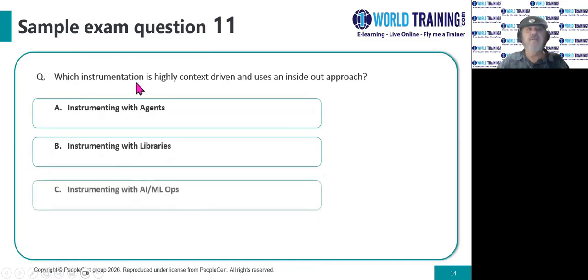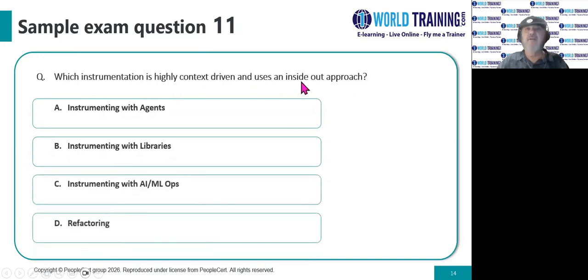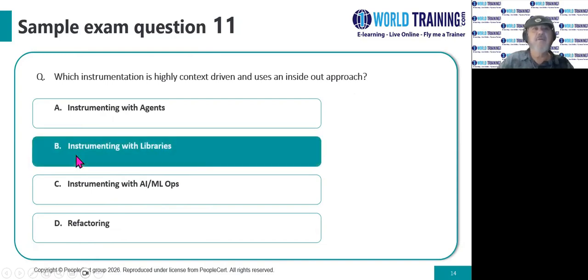Question 11, which instrumentation is highly context-driven and uses an inside-out approach? Agents are co-resident but not inside. Instrumenting with libraries, that's a good answer, B. Instrumenting with AI ML ops, not really. Refactoring could be involved, but mostly a better answer is B, instrumenting with libraries.